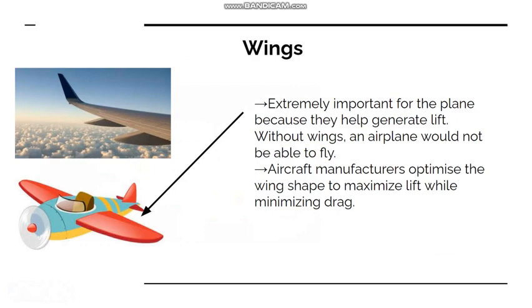For example, a fighter jet has swept back wings called delta wings. Jets need these types of wings because they need to fly at extremely high speeds. On the other hand, commercial planes don't need delta wings. They have more triangular shaped wings, just as shown in this image. So as you can see, aircraft manufacturers optimize the wing shape to maximize lift and minimize drag, depending on the plane's purpose.